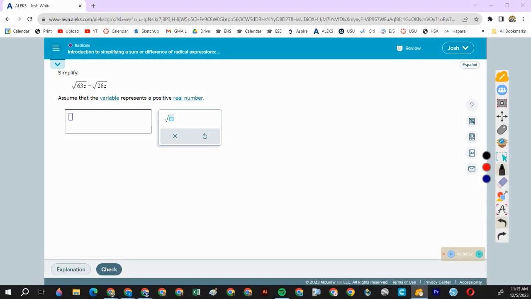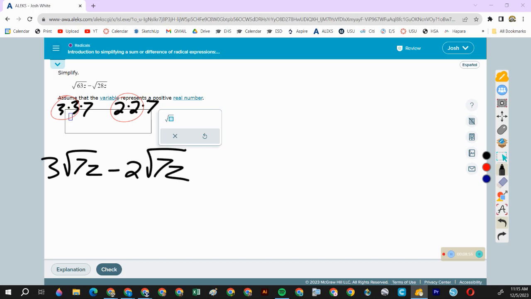All right. 63 is 3 times 3 times 7. 28 is 2 times 2 times 7. Bring those out. 3 root 7z minus 2 root 7z. 3 minus 2 is just 1 root 7z.